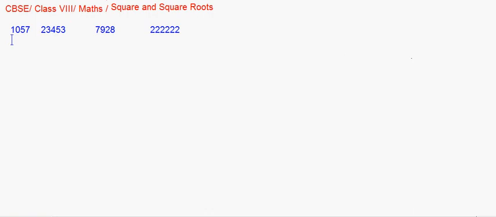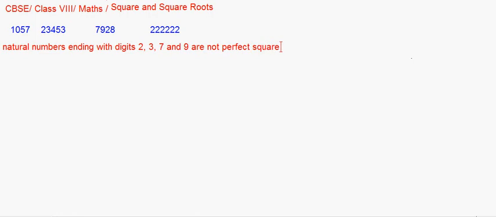So I'll write down the first one, which you can memorize: any natural number ending with these digits, the ones you can see in the examples, 2, 3, 7 and 8, are not perfect squares. So henceforth we will remember, if we come across any number ending with these digits, it will not be a perfect square.